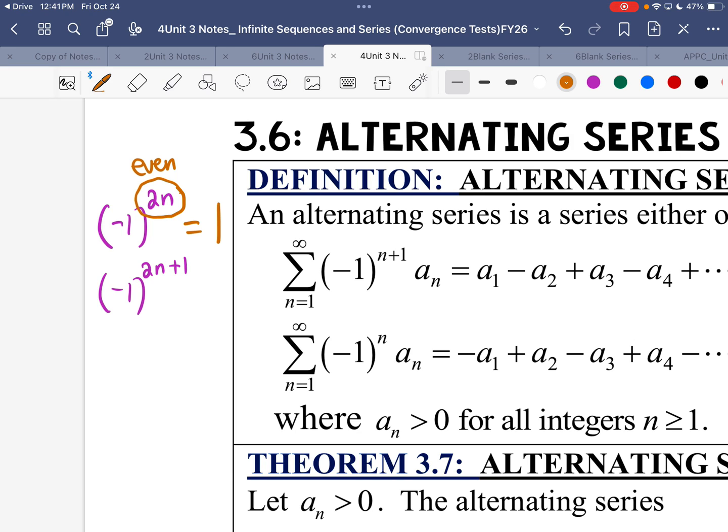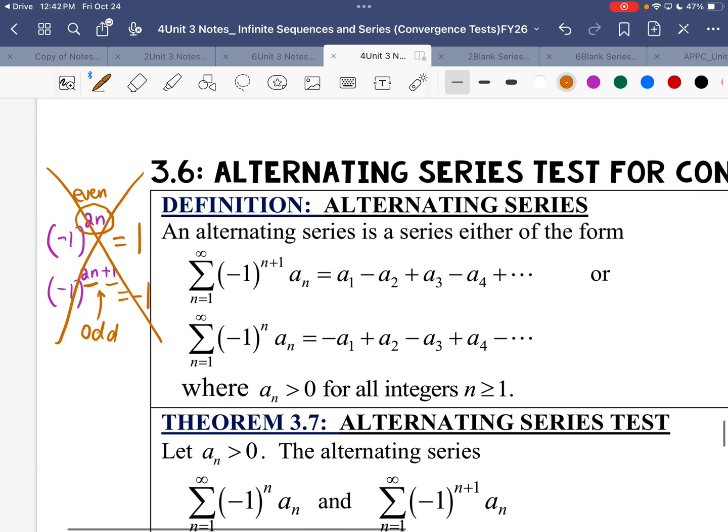Then once we have made a number even by doing 2n, we add 1 to it. So 2 times 1 is 2, plus 1 is 3. You're forcing the even, and then adding 1 or subtracting 1 will make it what? Odd. So (-1) to any odd power is going to be -1. If it's always positive or always negative, it's not alternating. So these are not alternating.